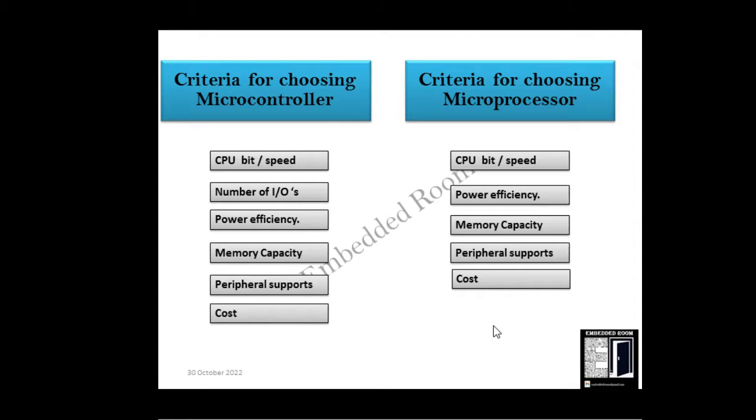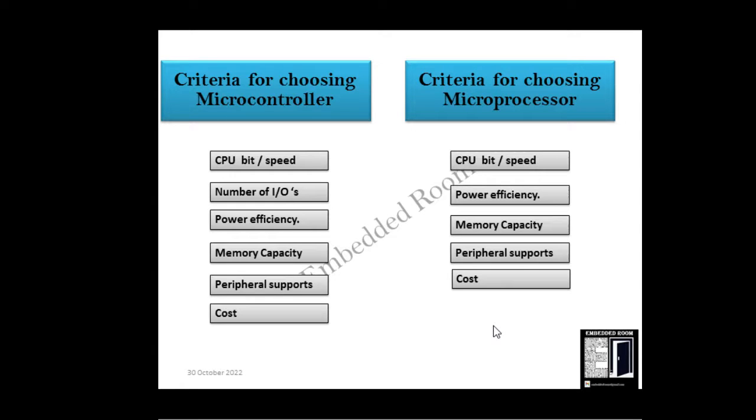In a microcontroller, we also need to consider and choose a larger number of GPIOs. Then only can we connect more peripherals. But in a microprocessor, we need to connect peripherals externally. And power efficiency, in both cases we need to consider. Which one consumes less power?